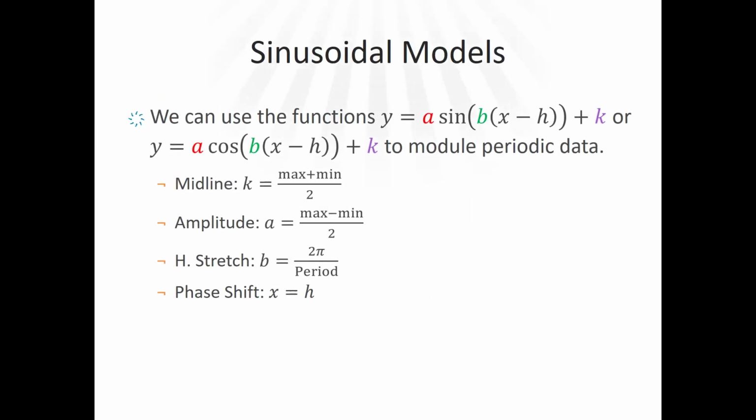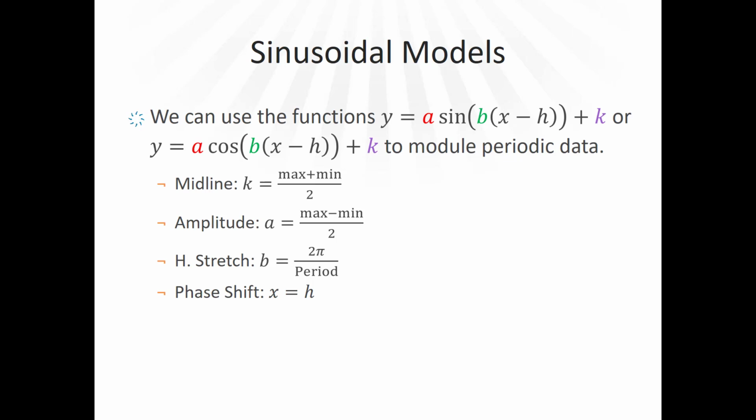So let's quickly review what our sine and cosine functions look like and what the different components of those functions represent. Again, our format is y equals a times the sine or cosine of the quantity b times the second quantity x minus h, and then all plus k.